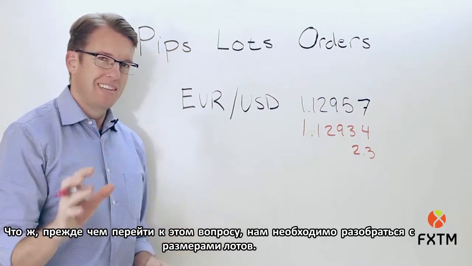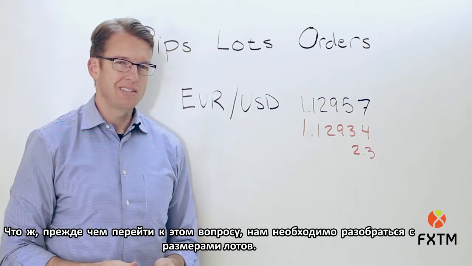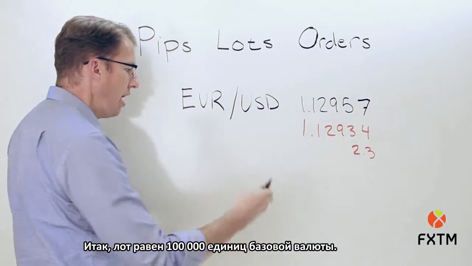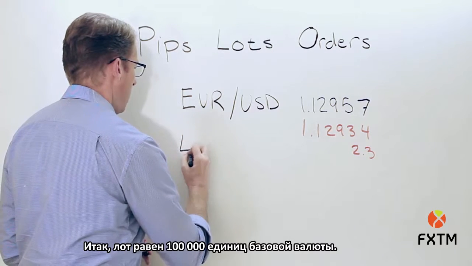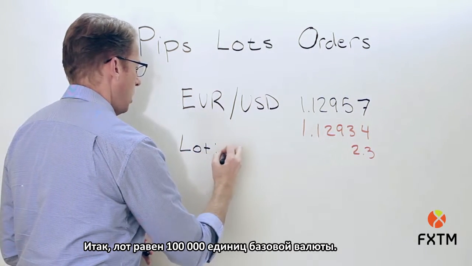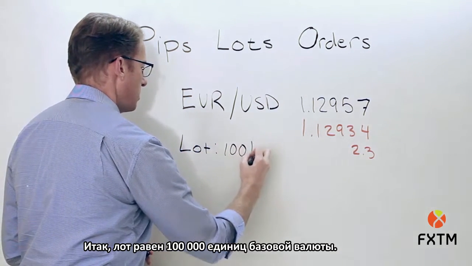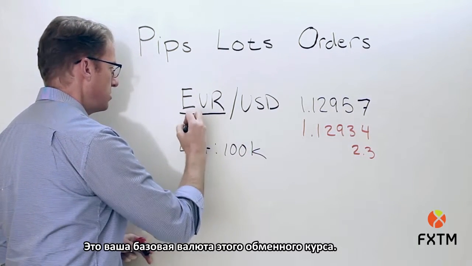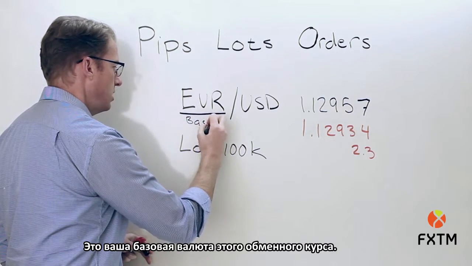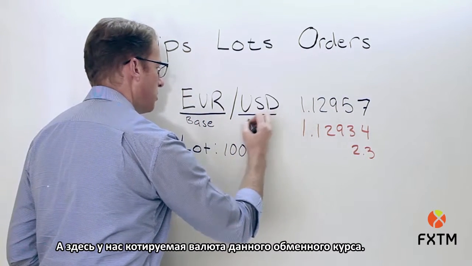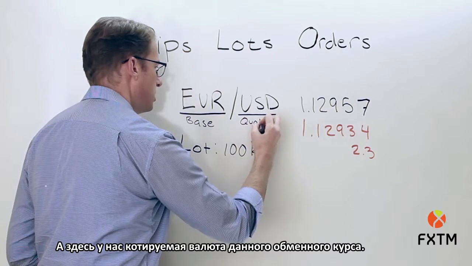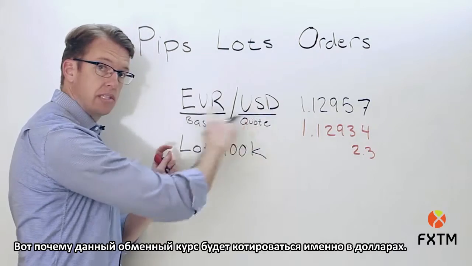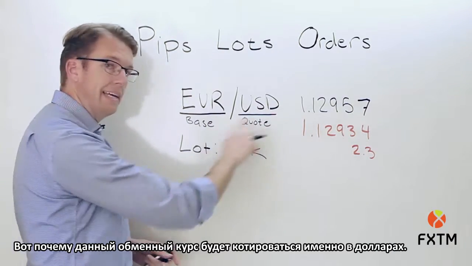Now, how much is that worth? Well, before we get into that, we really need to understand lot sizes. So let's discuss that really quick. This isn't very complicated at all. A lot is equal to 100,000 units of the base currency. In this case, we have the euro over here. That is your base currency in this exchange rate. Over here, this is the quote currency. In fact, that's why this particular exchange rate, when it's listed like this, is going to be quoted in dollars.